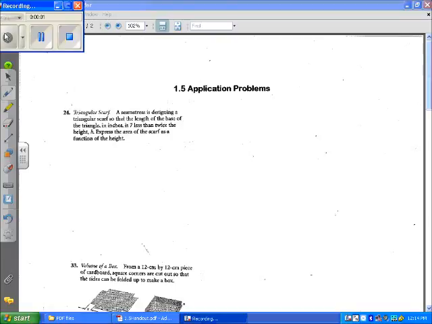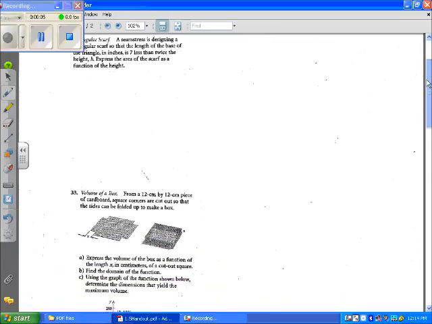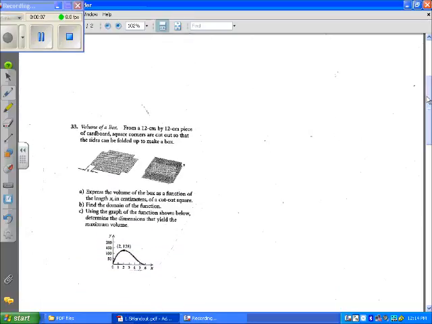Continue with the 1.5 application problems. We're going to look at number 33. We're going to do part A right now, and we'll do part B and C in a future video. Okay, so if you read through this, it says you have a 12 by 12 piece of cardboard.